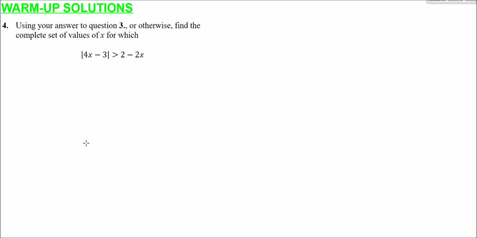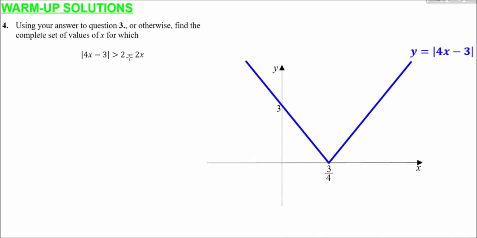So question 4, using our answer to question 3, or otherwise, but we're going to use our answer to question 3 because that's the best way of doing it: find the complete set of values of x for which the modulus of 4x minus 3 is greater than 2 minus 2x. So let's return to our answer from question 3, the graph. So the graph we had is y equals mod 4x minus 3, like so.